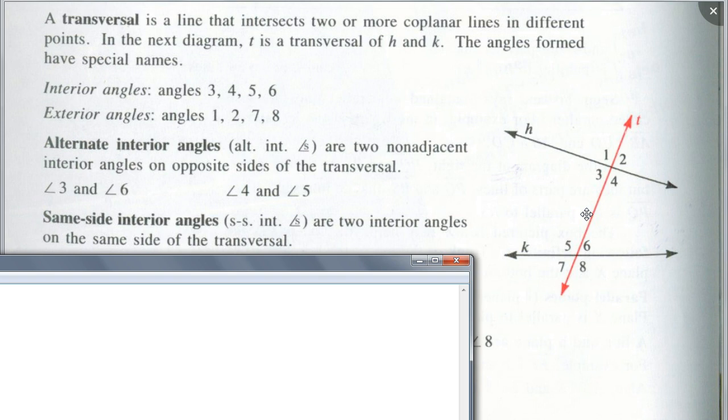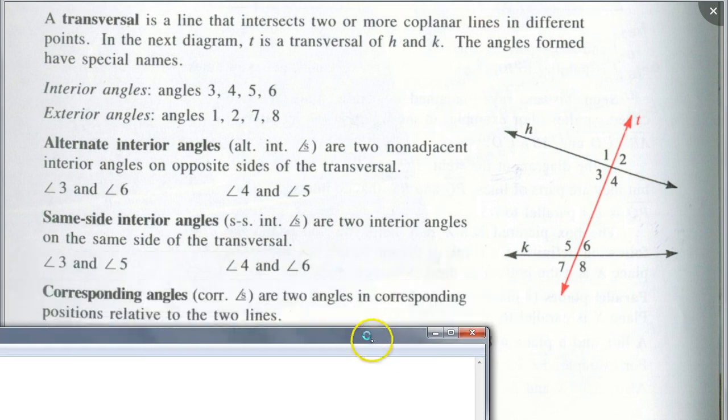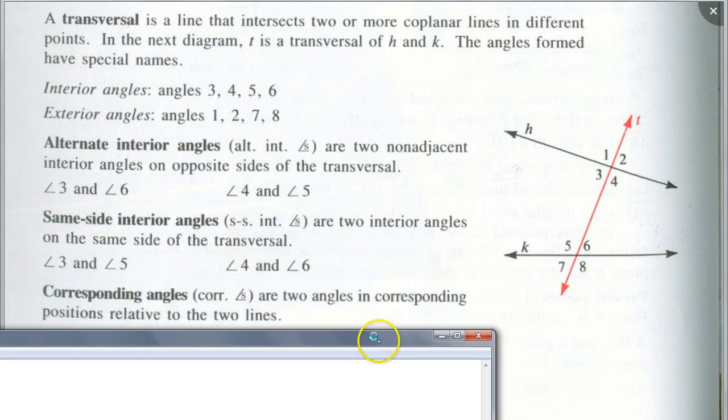Two angles that are on the same side of the transversal and what? Same side of the two. Yeah, I see what you mean. Yes. So this is how they actually describe it. It's sort of hard to describe them, but this is how they describe it. They use the words corresponding positions. Okay. What do they mean by corresponding positions?